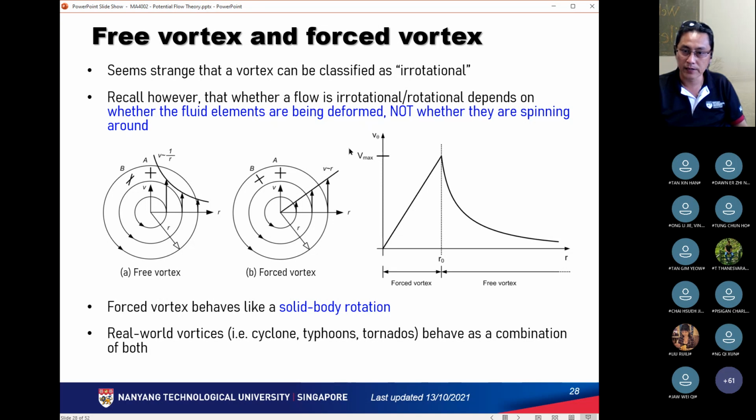So as you can see, the inner region of a tornado behaves like a forced vortex, but the outer region of the tornado behaves like a free vortex. One forced vortex here and one free vortex here. So it's actually a combination of two different vortex behaviors. Why? Because of viscous effects.